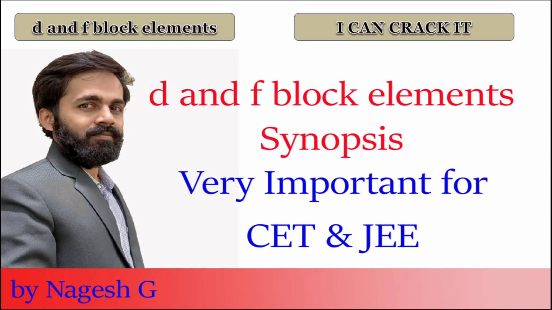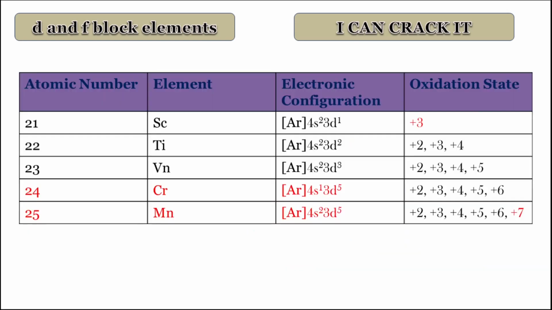In this session, we will start with the chapter d and f block elements. Now, let's see the atomic number, electronic configuration and oxidation states of the 3d series. Here you can see scandium, titanium, vanadium, chromium and manganese, and their electronic configurations are given.